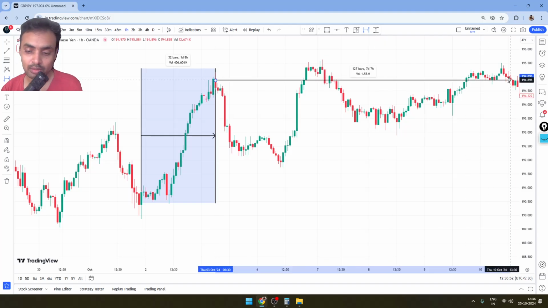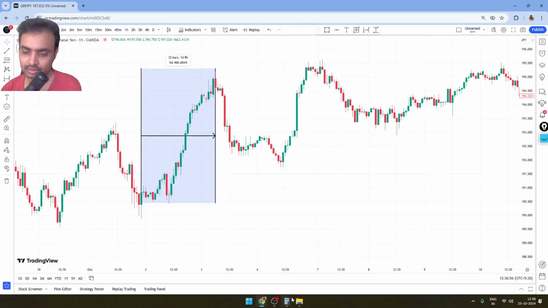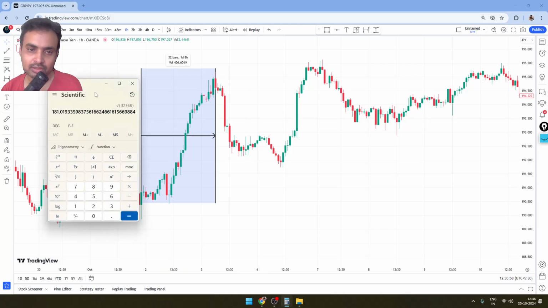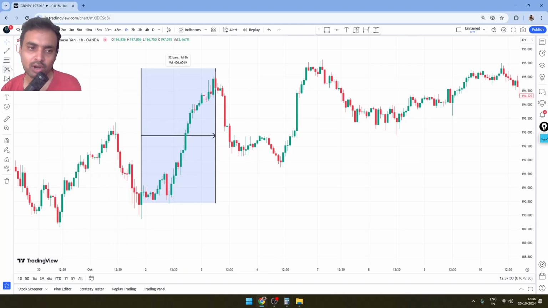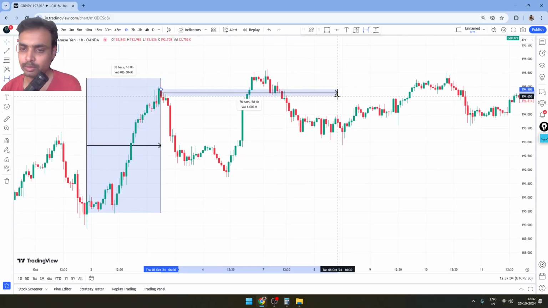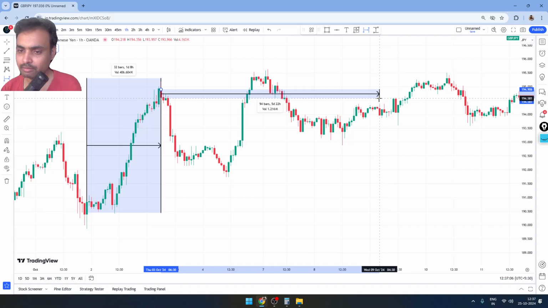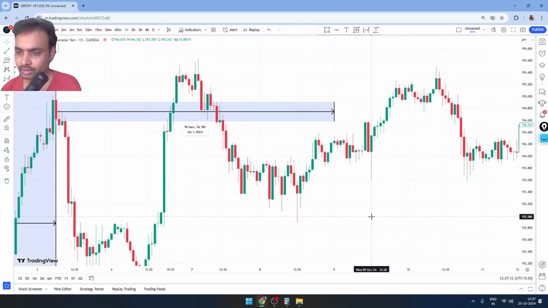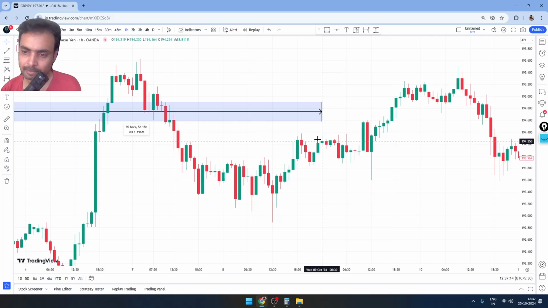First, half of the 181 is 90, right? 90 plus 90 is 180. So 90.5, 91. First let's go to the half level, then we'll go to the full level. So I'm going to calculate 90 candles from that level. That is the 90th candle, and that's a swing high.